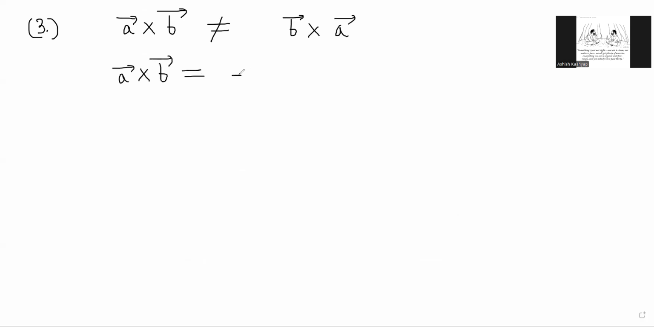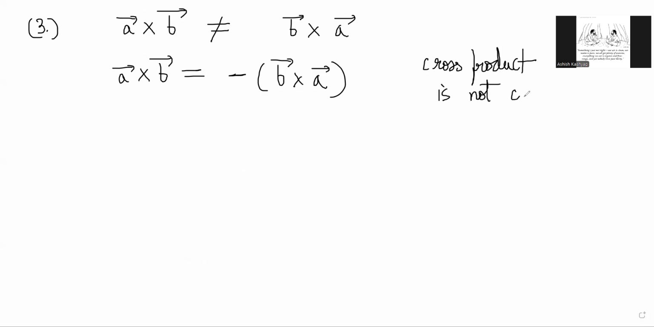The next thing to note is that the cross product is not commutative. So A cross B is not equal to B cross A. In fact, A cross B will be equal to negative of B cross A. So very important idea that cross product is not commutative. I'm sure all of this is already familiar to you. I'm just writing these results because these are standard and you must know them, right?